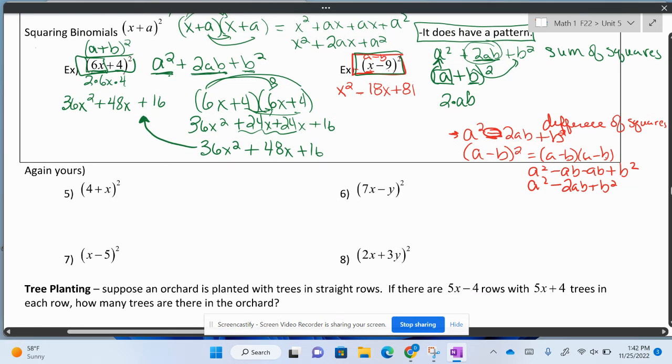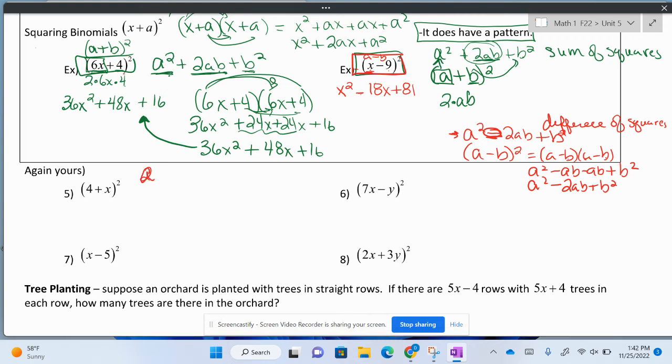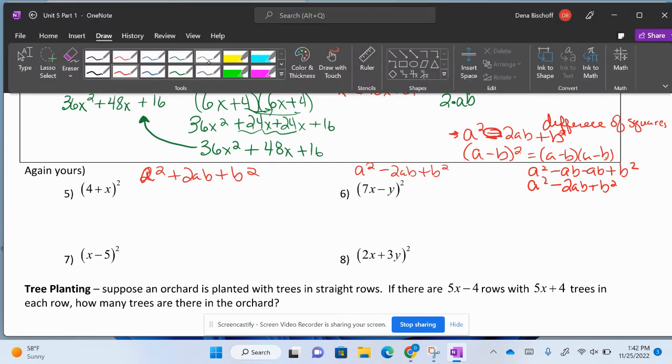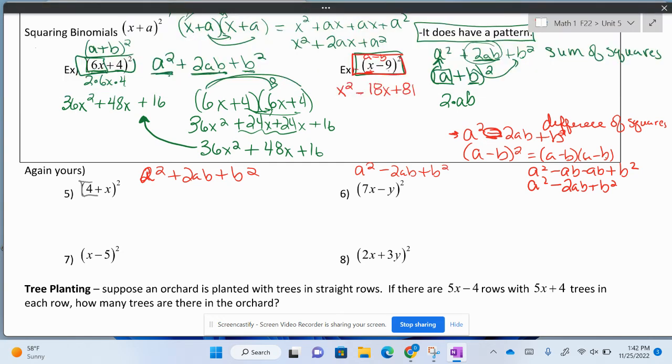So for the sum, remember we have a squared plus 2ab plus b squared. And then this one is a difference, a squared minus 2ab plus b squared. All right, let's see if we can simplify these. So the first term squared, 4 times 4 is 16. Then I'm going to take the a and b and multiply them together, and then multiply that by 2. 4 times x is 4x, times 2 is 8x. Then I'm going to take the last term and square it. X times x is x squared.